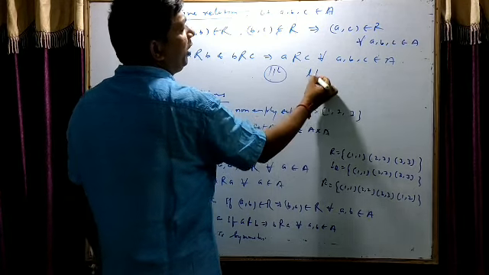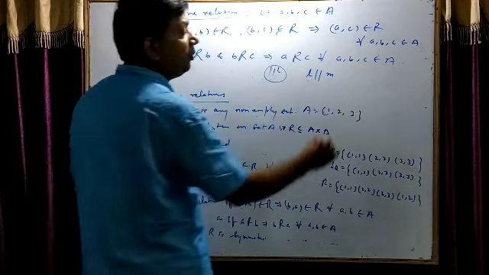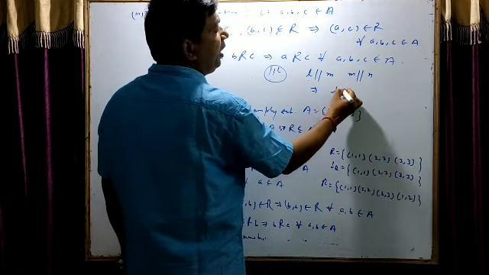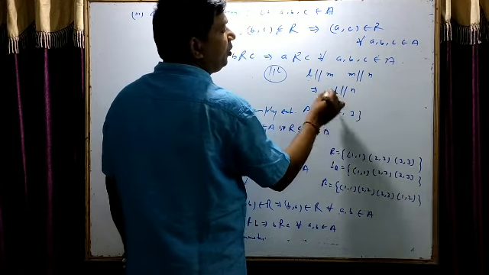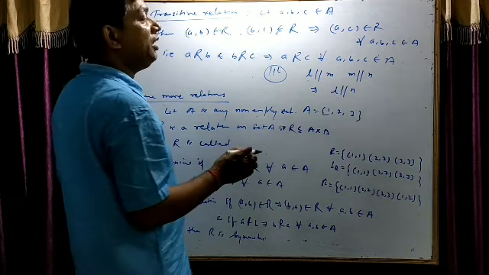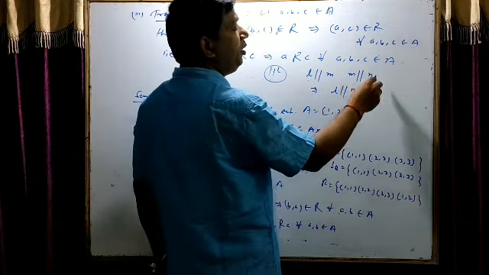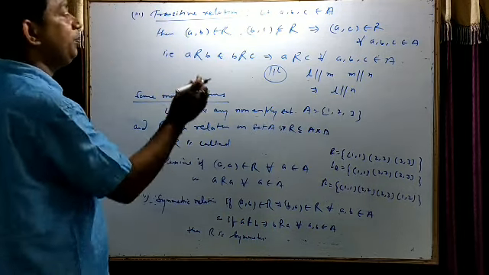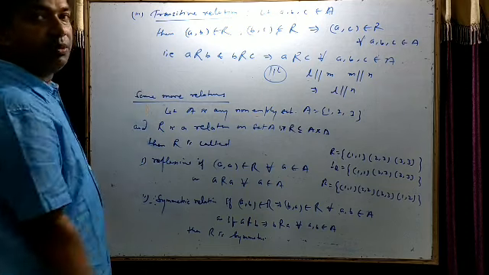Like the parallel relation. Suppose L is parallel to M, M is parallel to N, then it implies L is parallel to N. So lines which are parallel to the same given line are parallel to each other. So this parallel relation is a transitive relation.